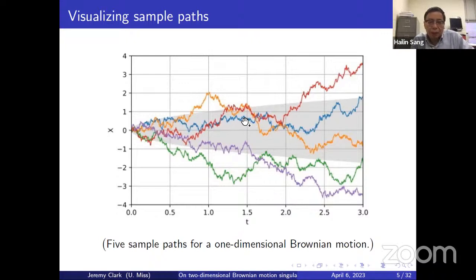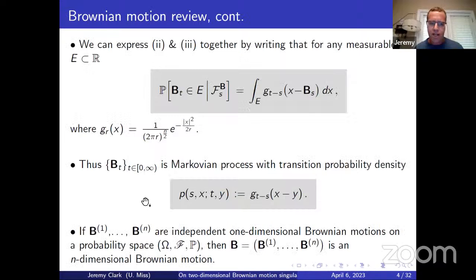Okay. Hi, Jeremy. Can I have a question? Oh yeah, sure. So your n-dimensional Brownian motion, the different dimensions, they are basically independent, right? Yeah, the components, that's what I was trying to say in the last slide: you can just build an n-dimensional Brownian motion from one-dimensional Brownian motions.